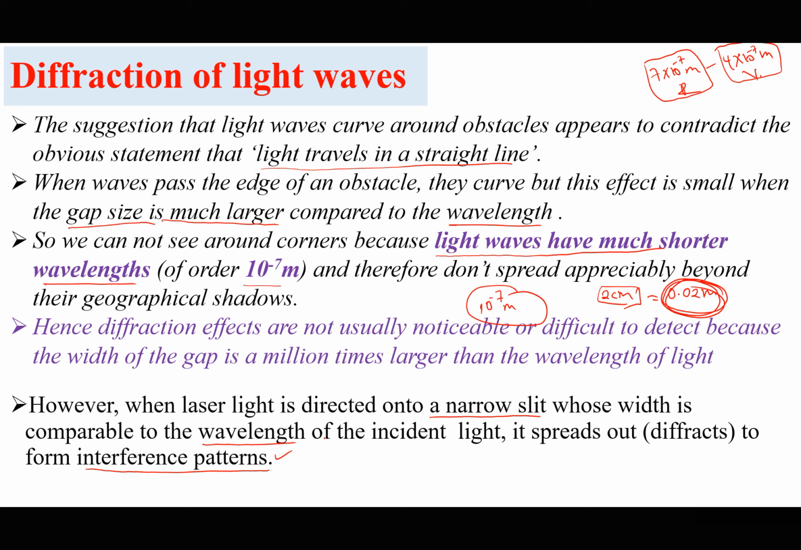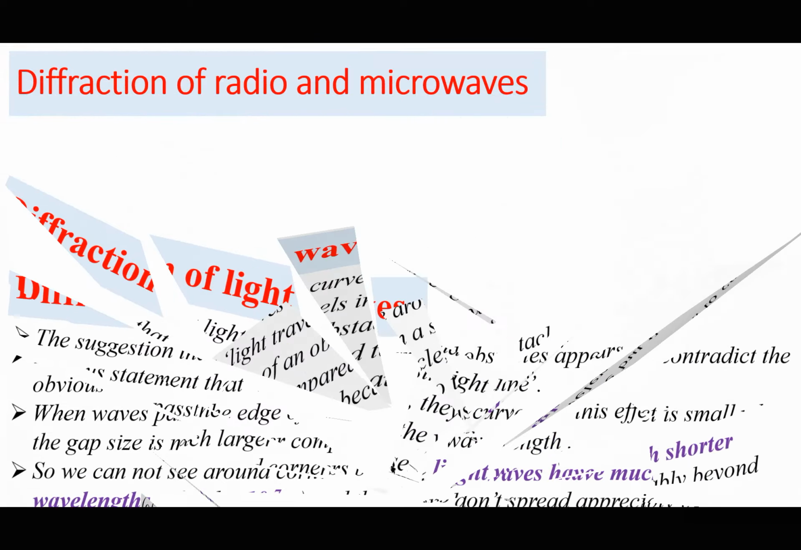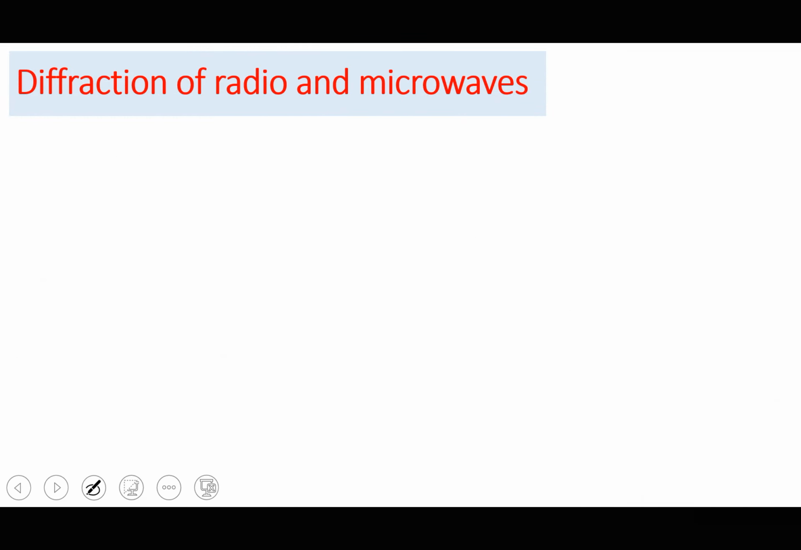So, diffraction of light also occurs, and if it occurs with light waves, which are part of the electromagnetic spectrum, it means it also occurs with the radio and microwaves. Of course, diffraction with radio waves is very common. That's why we are able to listen to radios. Diffraction with microwaves is not very common because most of the time they travel in a straight line. That's why they're not used for radio communication, but they're used for satellite communication.